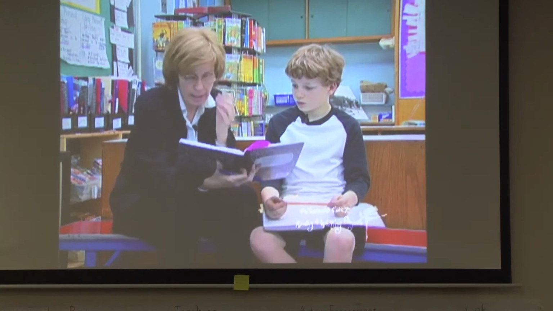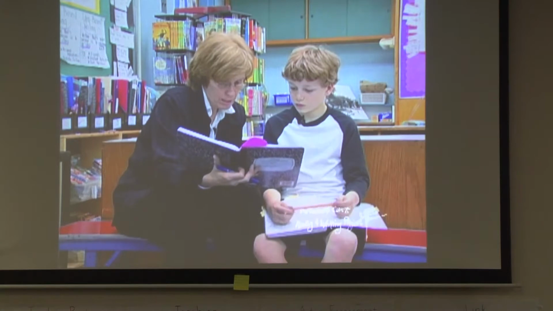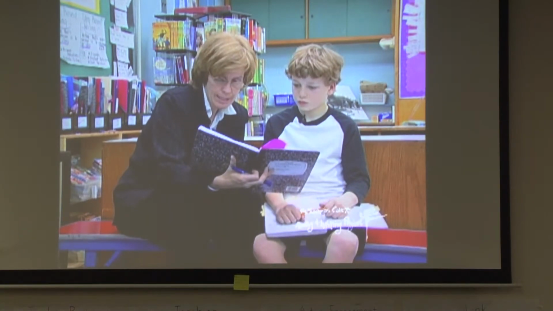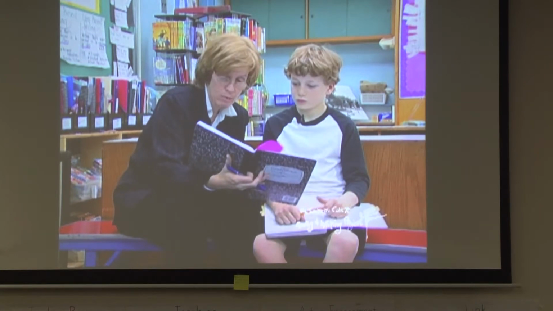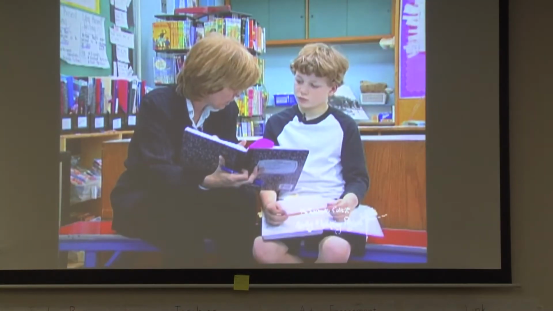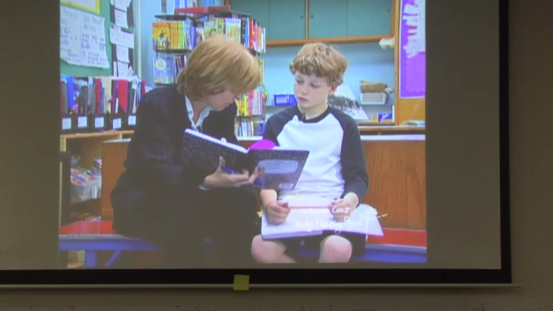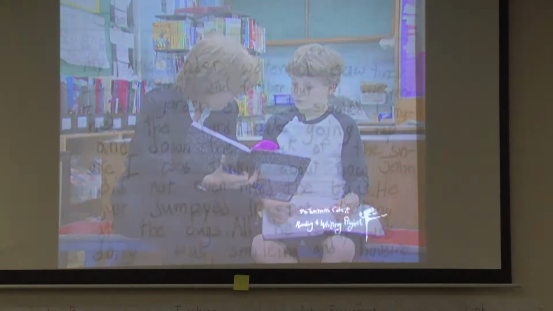Let's go back and try this again. So what I'm suggesting is you read this over and see if there's a place where you get out of the moment. And to me, right here is one of those places. I swallowed. Imagine the heart scales going up and down the back of the snake. I was thinking about how John did not even mind the bugs. Okay? We've left the moment. If you were thinking, just thinking, so why doesn't he mind the bugs?